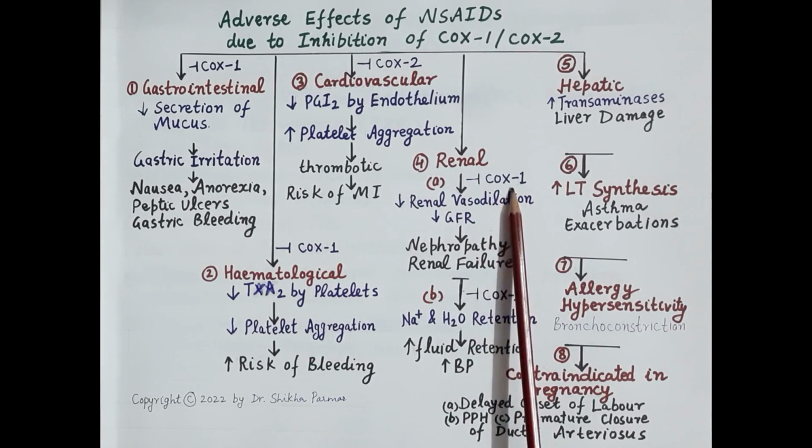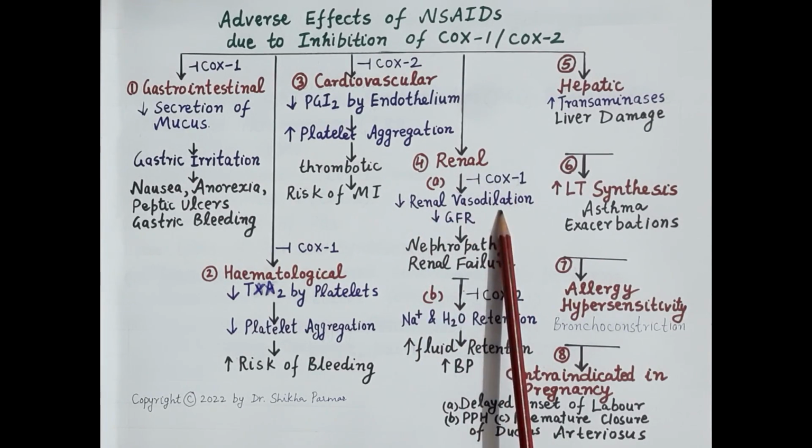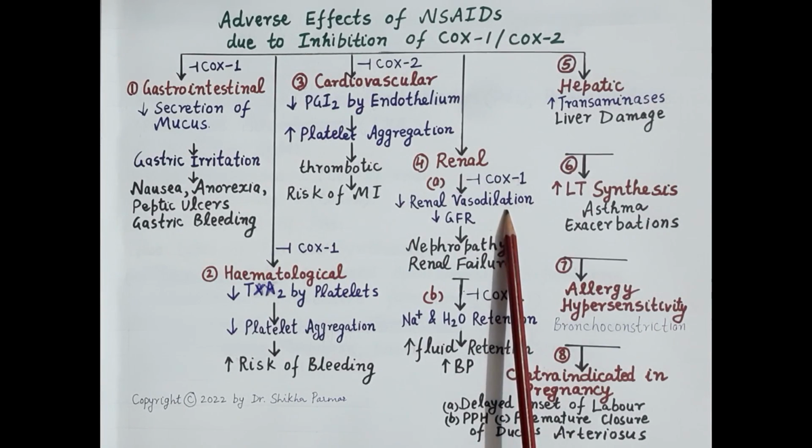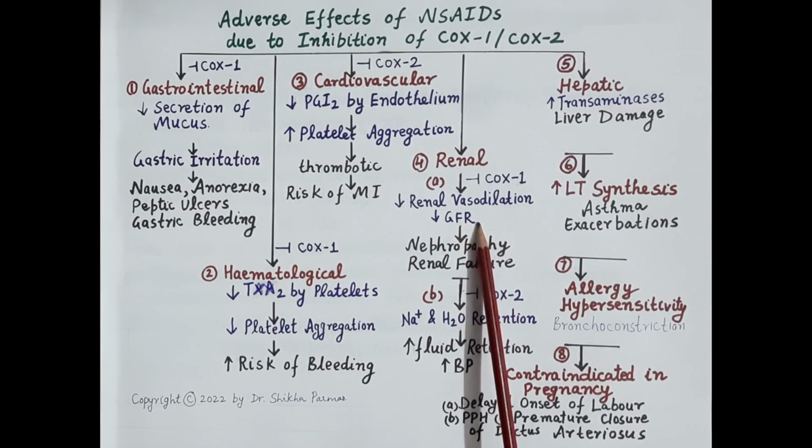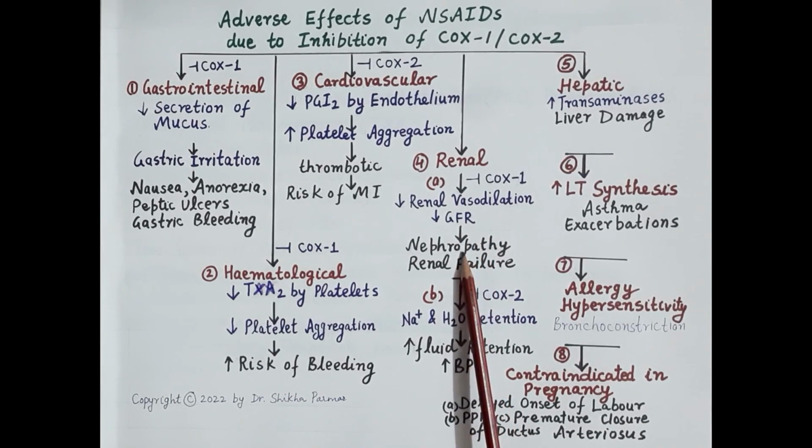Now, blockage of COX-1 reduces renal vasodilation. This reduces blood supply to the kidneys, reduces the glomerular filtration rate, and that can result in nephropathy and renal failure. On the other hand, blockage of COX-2 can cause sodium and water retention by the kidneys, that causes increase in the fluid retention, and that further can cause rise in the blood pressure.